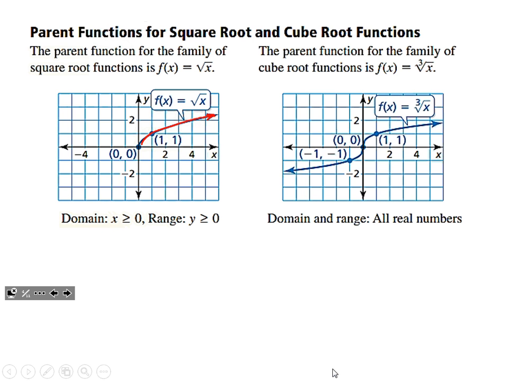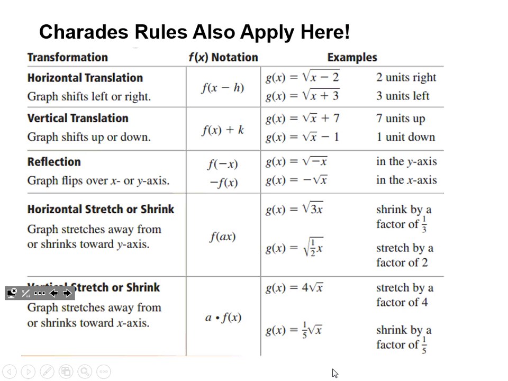For a cube root, however, we can plug in any number we want to, positive or negative, and we will get a real output. So our cube root function has a domain and range of all real numbers. You can see that graph extends all the way across the page. It would continue to rise to the right and fall to the left. So again, that'll help us know what our graphs should be looking like.